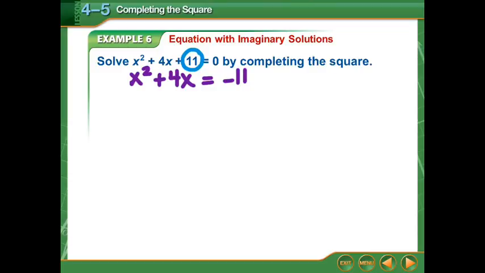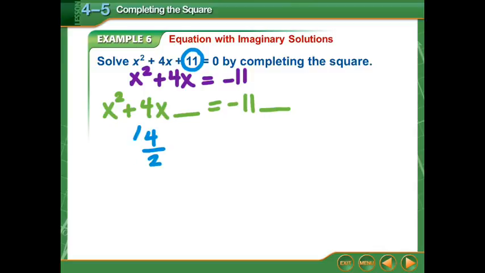Okay, I need to complete the square on both sides. So x squared plus 4x, I'm going to leave a blank, equals negative 11, and I'm going to leave a blank. I said complete the square on both sides, but we're only doing it on one side. Okay, on the left, we're going to take the number that is in front of the x, which is 4. You're always going to divide by 2 and then square it. That's the number that goes in the blank on both sides. So 4 divided by 2 and squared is plus 4.